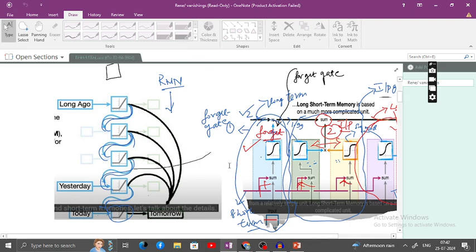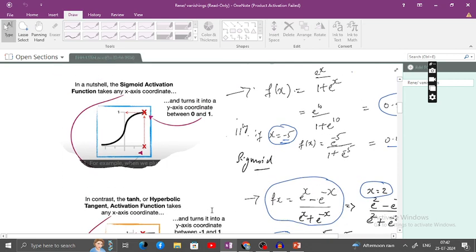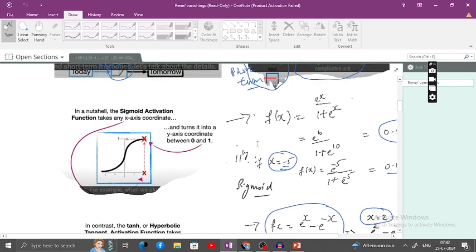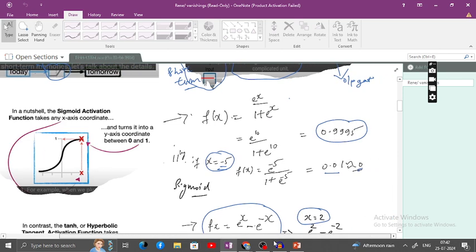How much? And if you pass on -10, how much? So look at this sigmoid activation function, just for your understanding. e power x by 1 plus e power x, correct? Already you know the sigmoid activation function. For example, if you pass on some value, let us say 10, e power 10 by 1 plus e power 10, the result is almost close to 1, 0.9995.